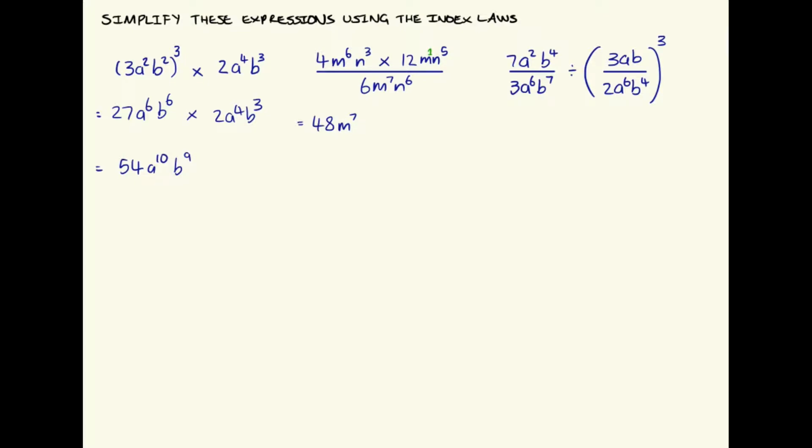All right, let's keep going. All right, so 48m to the 7. Now our last term to deal with on the numerator is the n's, and it will be 3 plus 5, which will be 8.